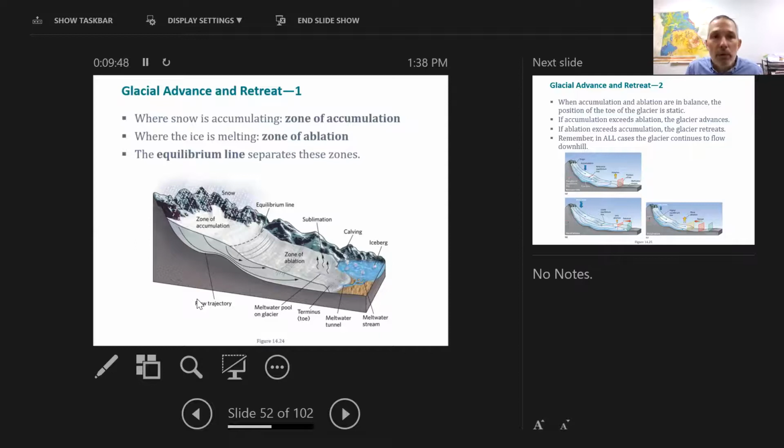The same thing happens when we start looking at a glacier. There's a portion of the glacier that is getting more snowfall than melting, and that's known as the zone of accumulation. That glacier will move downhill, and as that glacier is moving down, the end of the glacier will start to melt.